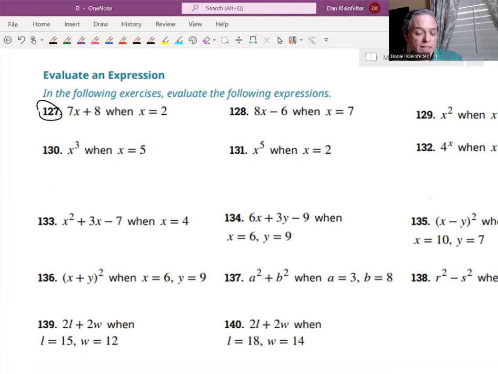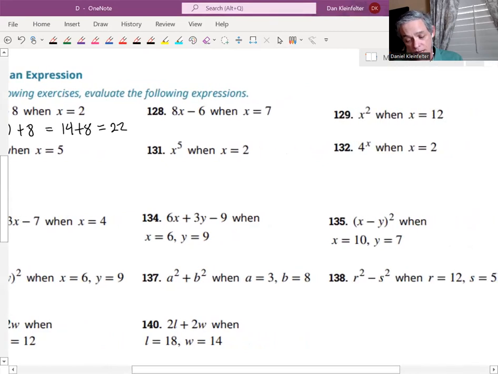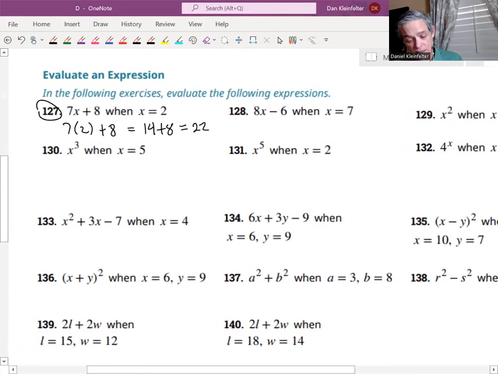127, 7x plus 8 when x is 2. That will be 7 times 2 plus 8. Now it's just an order of operations question. 7 times 2 is 14. We have 14 plus 8, which is 22. Okay, and then let's see what else will be fun.